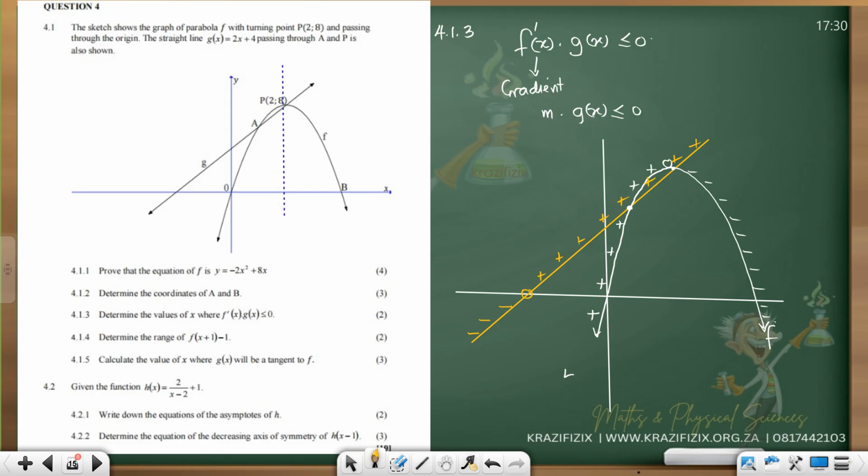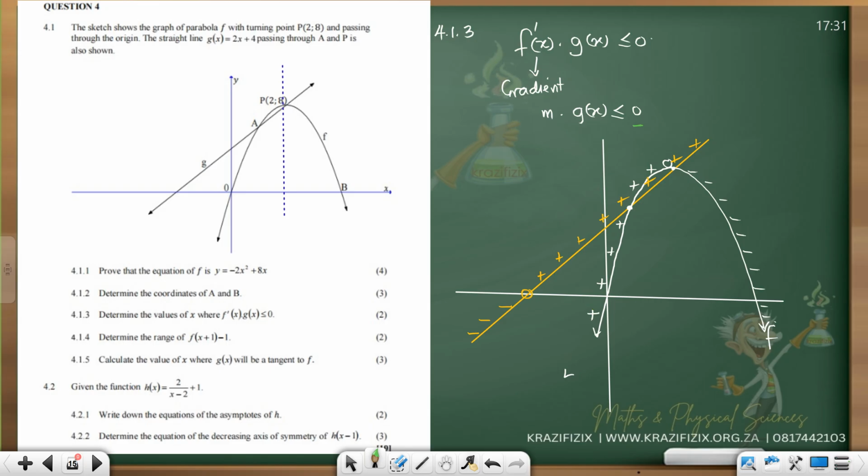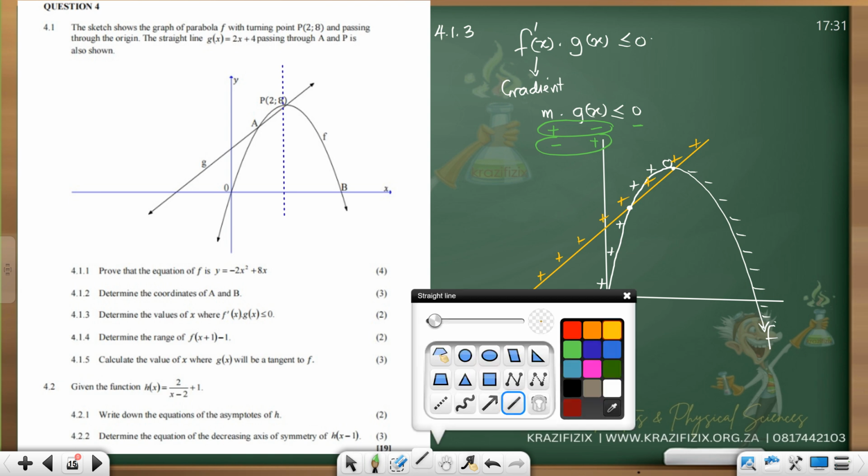Let's go back to our function. M multiplied by g of x is less than or equal to 0. Less than or equal to 0, negative. It means if this is positive, this has to be negative because we are multiplying. Or if this is negative, so these are the pairs we are looking for. And obviously we are looking for where any of them again is 0. So we are looking for opposite signs.